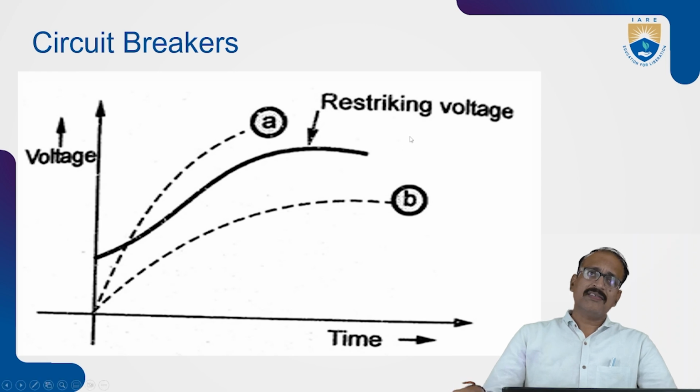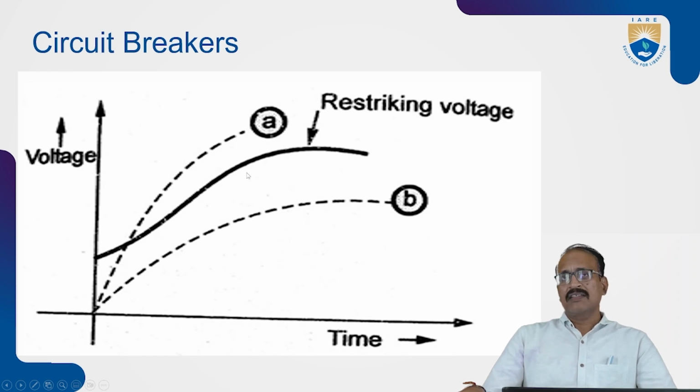The point A is where the dielectric strength is faster than the restriking voltage. In the case A, the arc will not strike again. And this is the case B, where the restriking voltage is faster than the dielectric strength. So again the arc will strike.